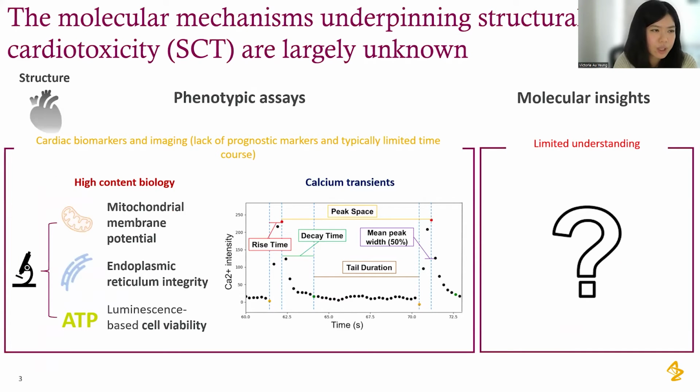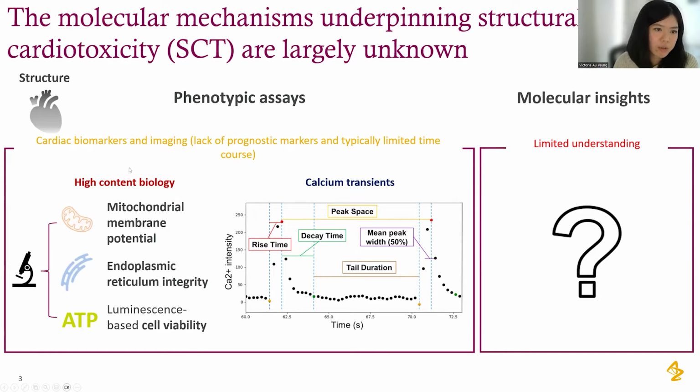But first of all, what even is structural cardiotoxicity? In the clinic, structural cardiotoxicity is defined as changes in left ventricular ejection fraction, or else the ability of your heart to pump blood to the rest of your body and back. And this can also lead to changes in structure in cardiac tissue, and also to heart failure, and in very severe cases, death. So this is an outcome that we want to avoid at all costs in early drug discovery.